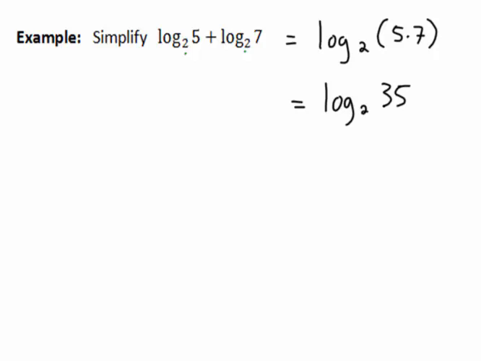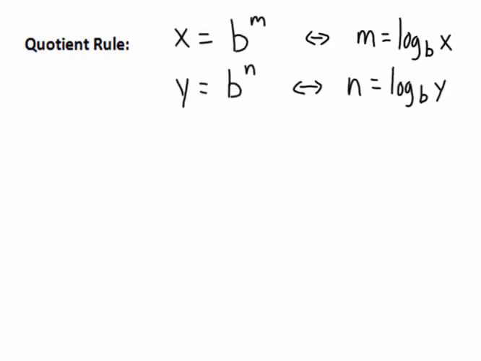Well, let's use this same idea to determine the quotient rule. And just like before, we're going to start with two exponential functions and be able to switch them to their logarithmic form. But this time we're doing the quotient rule. So what happens if we take x and divide by y? Well, this is just the same as b to the m over b to the n. There it is in exponential with base b.